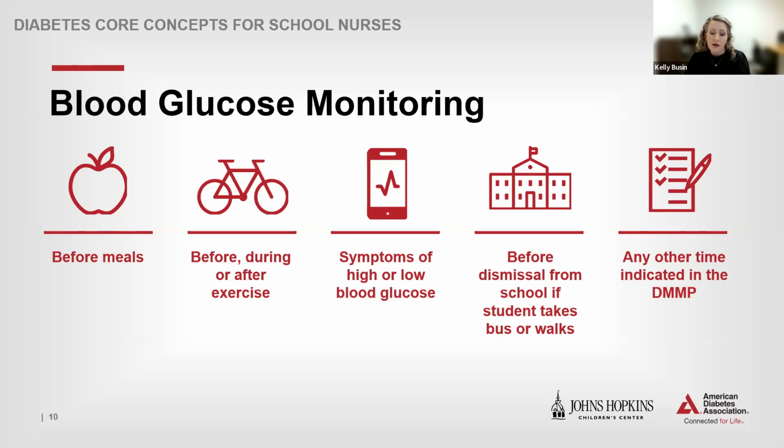And in regards to exercising, depending on the duration, you would definitely want to know what their starting blood sugar is and give a snack based on their DMMP orders, and then check intermittently or after the exercise is over to make sure that another intervention in treatment isn't needed to prevent a low or a downtrending blood sugar.